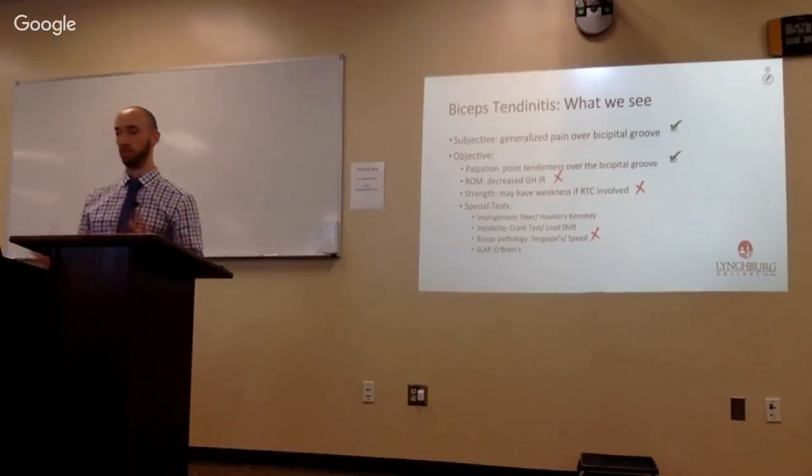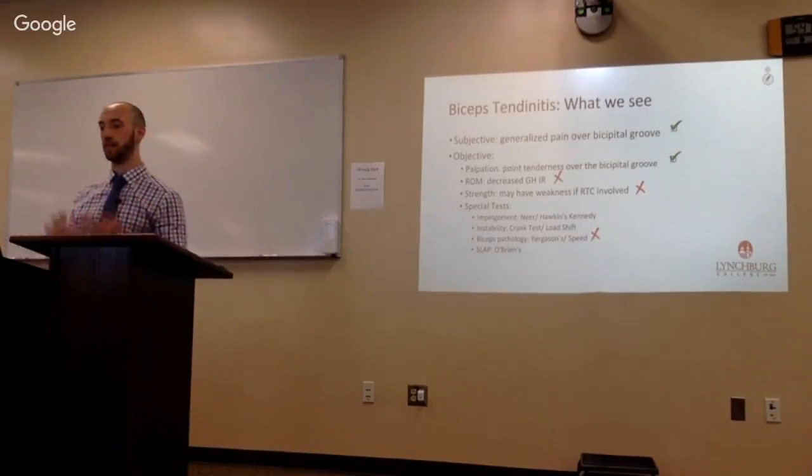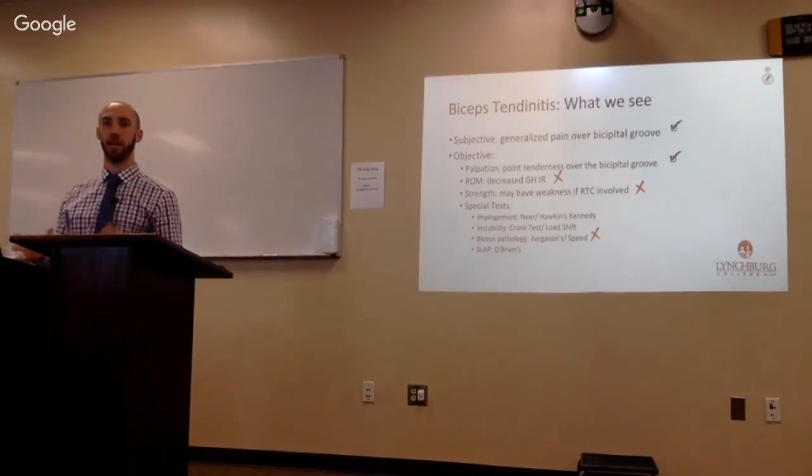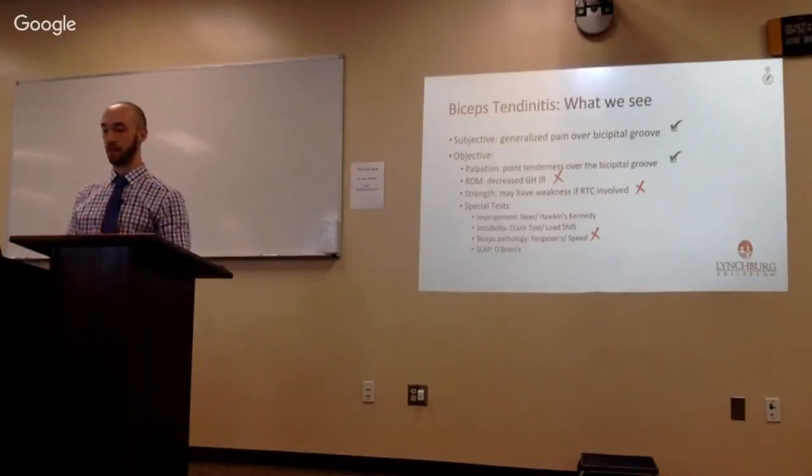But what we see is a little inconsistent and pretty convoluted. The subjective report is there, the palpation finding is there, but he doesn't have reduced motion, strength is fine, and Yergason's was negative. It's worth noting that Yergason's does have pretty good specificity, but its sensitivity is pretty poor. So even if you get a negative Yergason's, you can't necessarily rule it out.